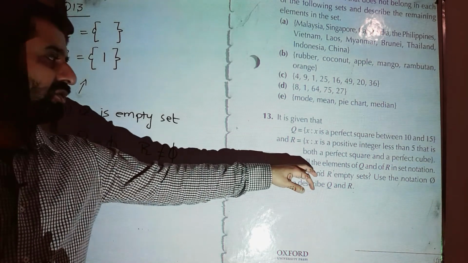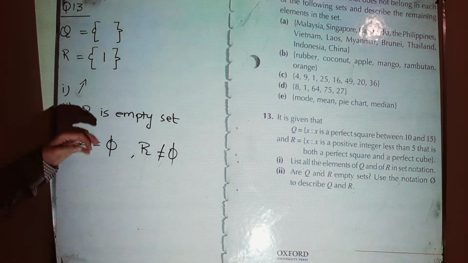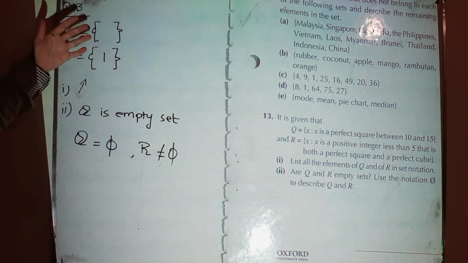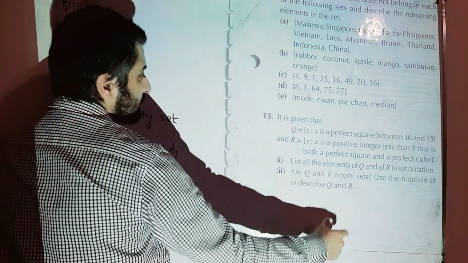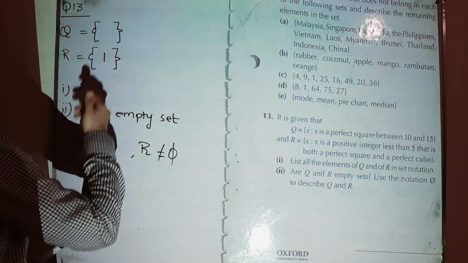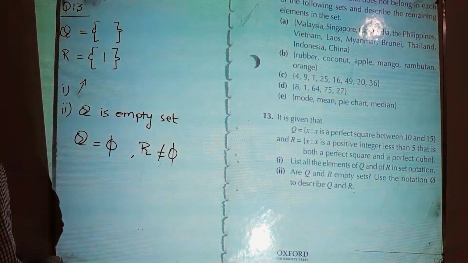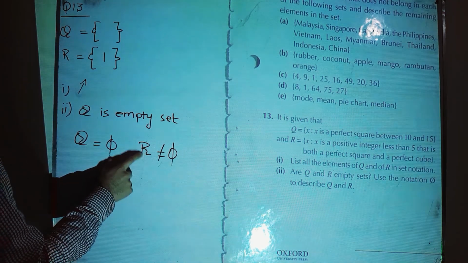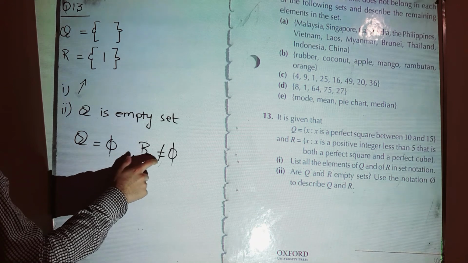Part 1 is list all the elements of Q and of R in set notation. So this is the answer for part number 1 in set notation. Q doesn't have any elements. Part number 2: are Q and R empty sets? Well, Q is empty, R is not an empty set. Use the notation phi to describe Q and R. Now Q is empty, so Q is equal to phi. R has got this element, so R is not equal to phi.